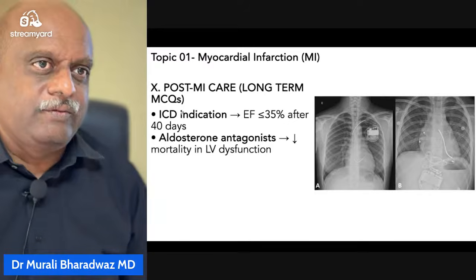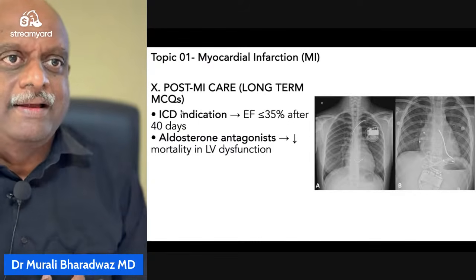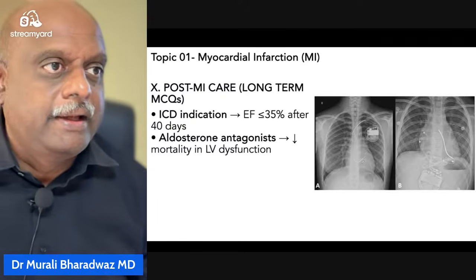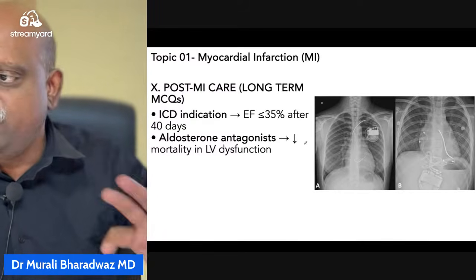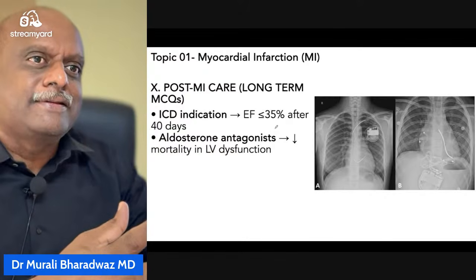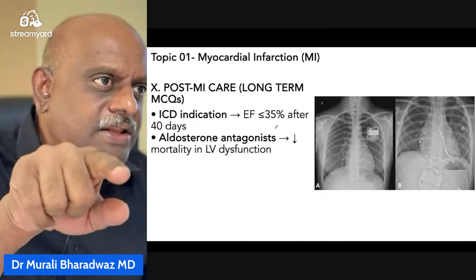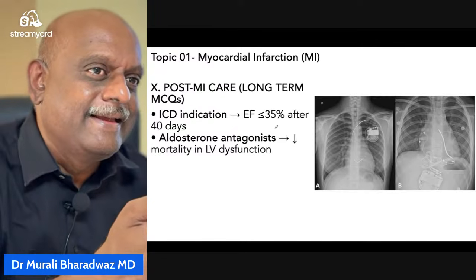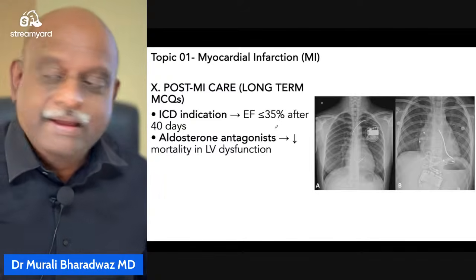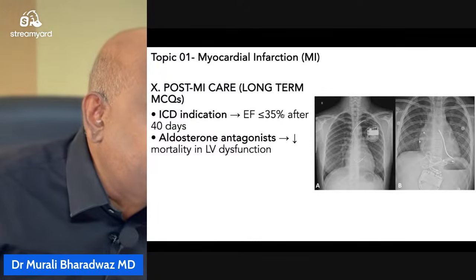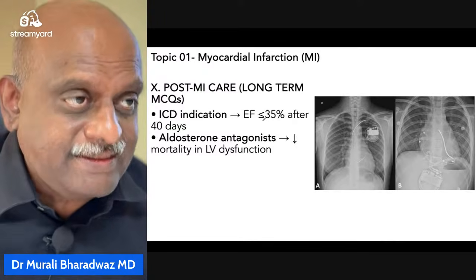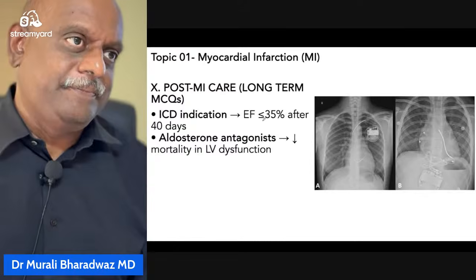ICD. What is an intracardiac defibrillator? Because whenever the heart suffers severe infarction with a very low EF, the dilated heart any moment will throw arrhythmias. So you should immediately sense the arrhythmia and defibrillate it. Otherwise, the patient will go into sudden cardiac death whenever their EF is less than 35%. So ICD is indicated whenever the EF is less than 35% after 40 days.